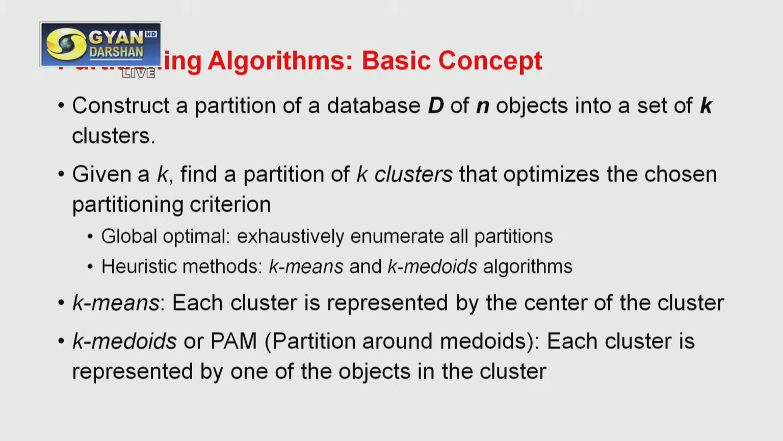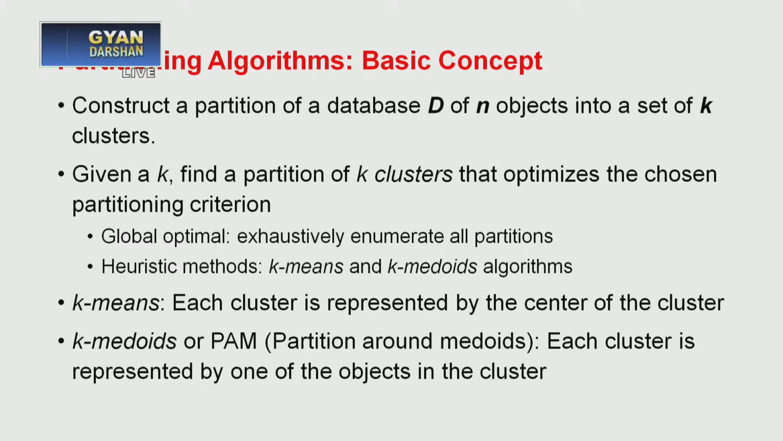The basic concept goes like this. We need to construct a partition of a data set D of n number of objects into a set of k clusters. So what is given here? The data set is given, n number of objects are also given, and k. We need to give the output as k number of clusters. So for k, we need to find the objects which are actually suitable for that particular cluster.